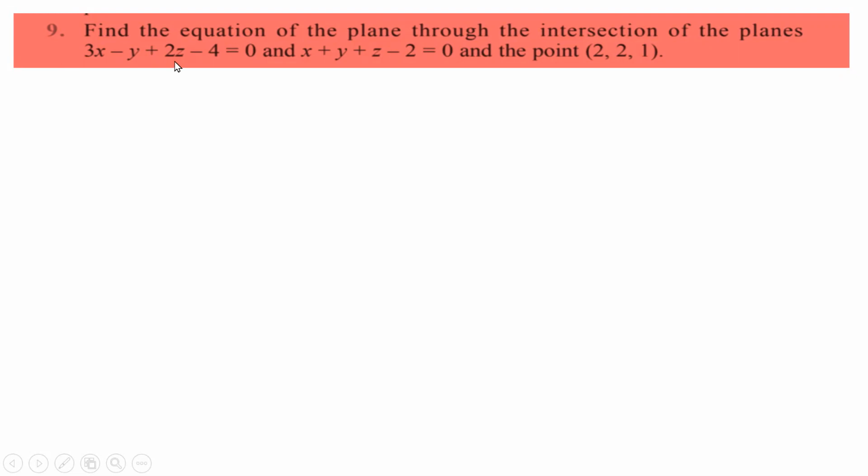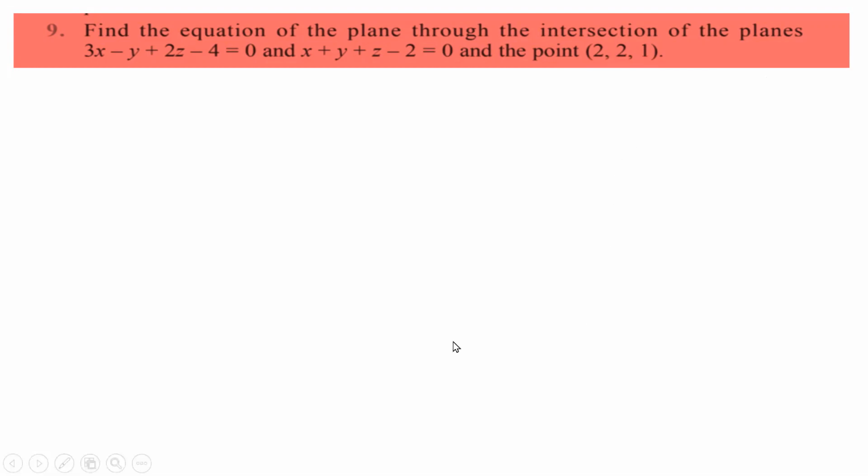You need to find the equation of the plane through the intersection of the planes. Two equations are given. You need to find the equation of the plane passing through the intersection of these two planes, and one condition is given. The condition is the point (2, 2, 1), so this is a point on the plane.